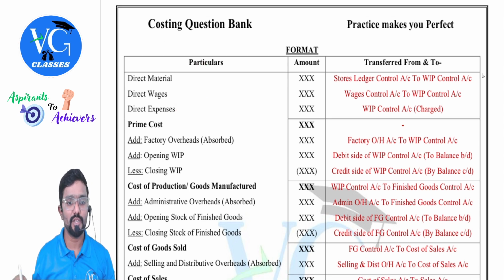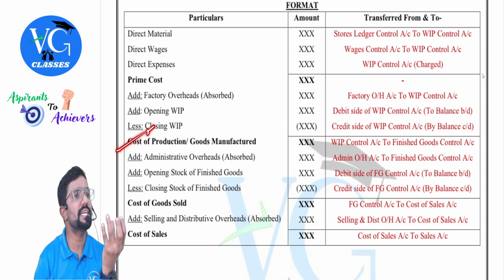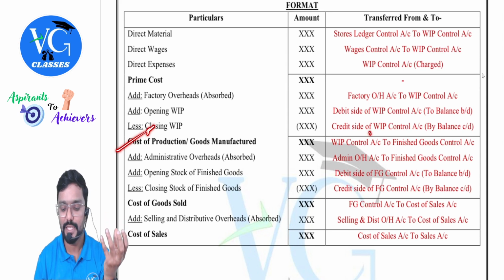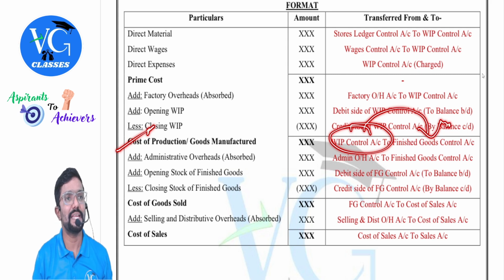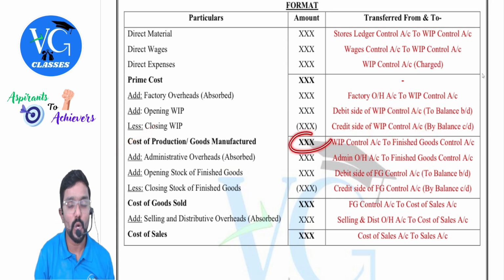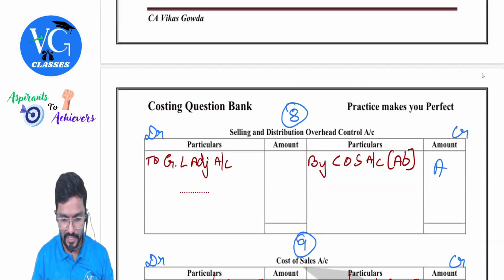So once we get cost of production, we are at this stage now. Cost of production, where do we calculate? In WIP control account. We will transfer from WIP control to which account? Finished goods control. But the name of that amount is what, guys? Cost of production. Next, administrative overhead absorbed, plus opening stock of finished goods minus closing stock of finished goods will give us what? COGS. Observe, in finished goods control account.